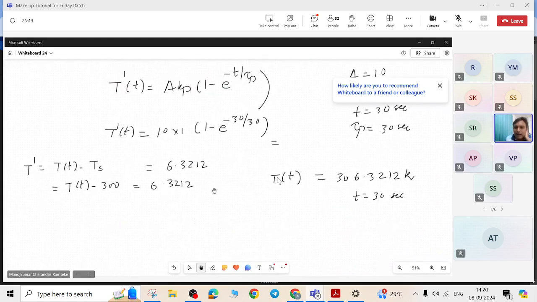Remember, this is the temperature we have obtained at time t equals 30 seconds, isn't it? From this time, t equals 30 seconds, again we have put this thermometer into a 300 Kelvin bath. So what will be the magnitude of the negative step? I am representing that by A dash. So what will A dash be?